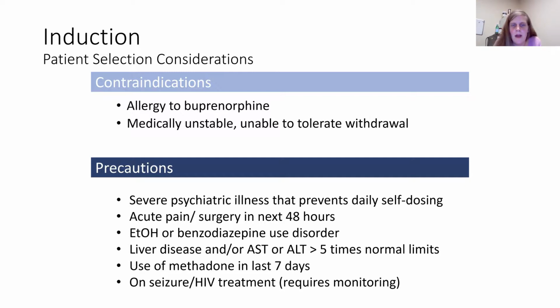If a patient has a concurrent active alcohol or benzodiazepine use disorder, it's something to consider before you start buprenorphine. And then if a patient has liver disease or elevated liver enzymes that are greater than 5 times the upper limit of normal, buprenorphine does have an effect on the liver, and so we have to be cautious there.